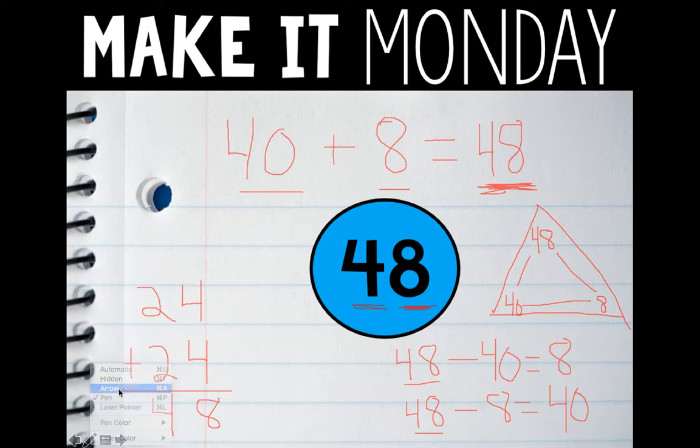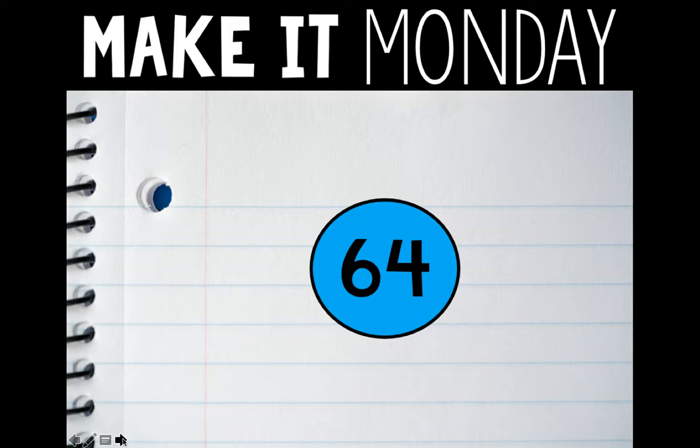I'm going to go back to my arrow here. And this is your problem. Remember, I only used the other one as an example. So this is your Make It Monday. 64. Just like I did with 48, it is your turn. What equations do you think of? I thought of a fact family. I thought of expanded form. I thought of a doubles fact. There were way more. I could have gone on and on and on about 48.